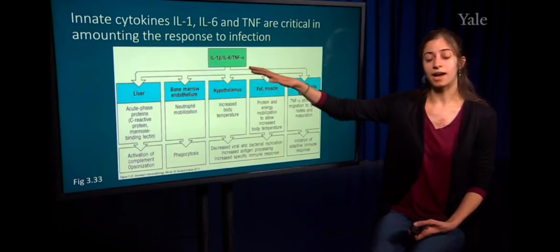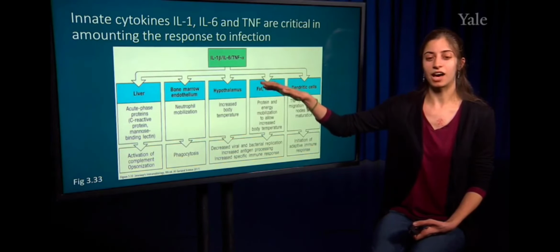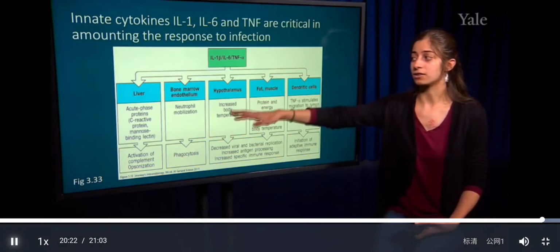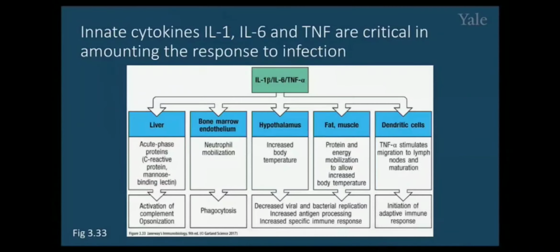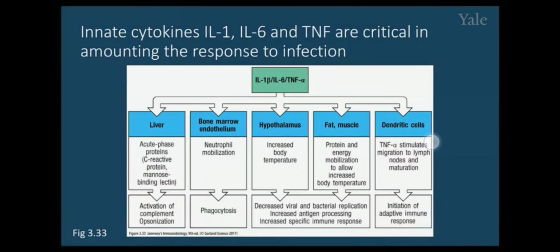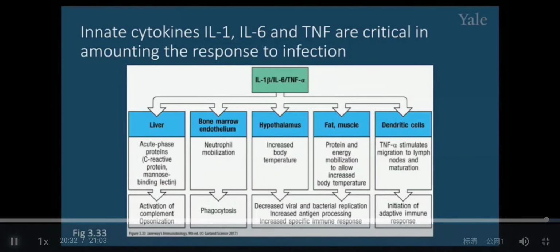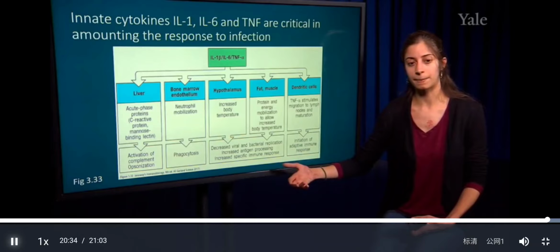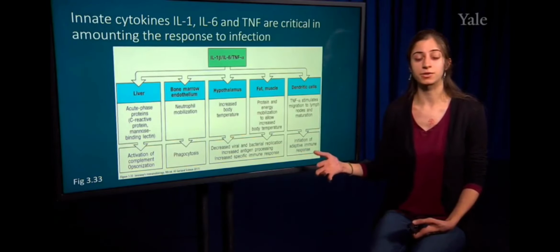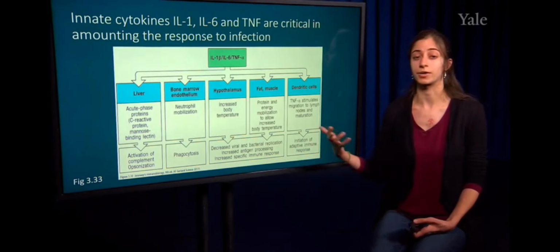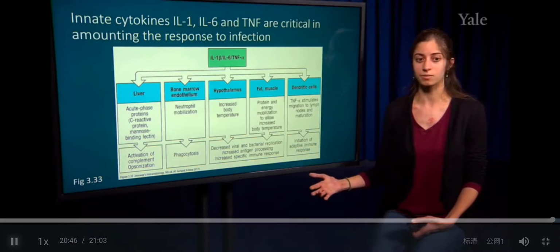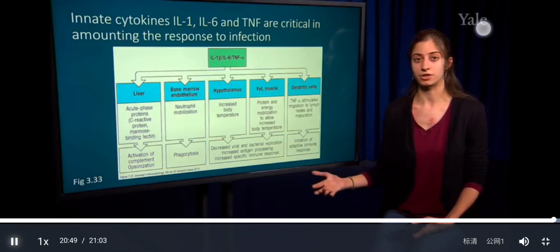IL-1 beta, IL-6, and TNF-alpha have many different effects, some of which we'll talk about. They act on the liver, on the bone marrow endothelium, on the hypothalamus up in your brain, on fat and muscle, and also on dendritic cells to help promote the adaptive immune response later on. These are good examples of endocrine cytokines, or cytokines that will signal systemically and far away from where they're being produced in order to make key physiological changes in the organism when it's experiencing invasion by a foreign pathogen.